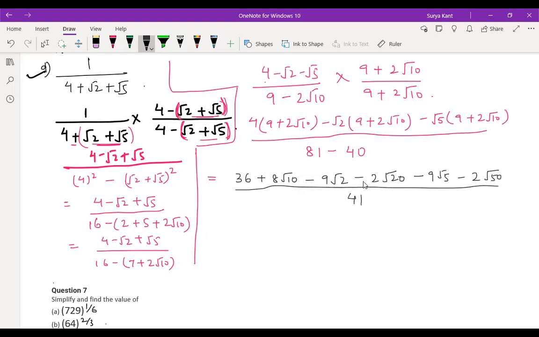Akshit, you did in the same way. Again, what can we do? See, 36 as it is, you write plus 8 root 10. What can we write for root 10? What can we write for root 10? So 2 into 5. 1 minute.